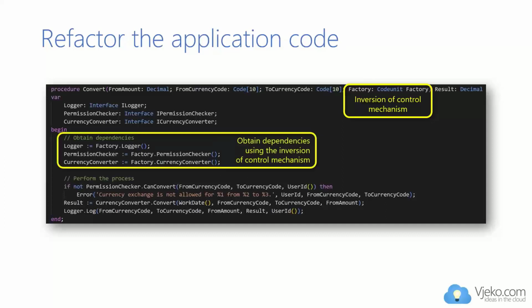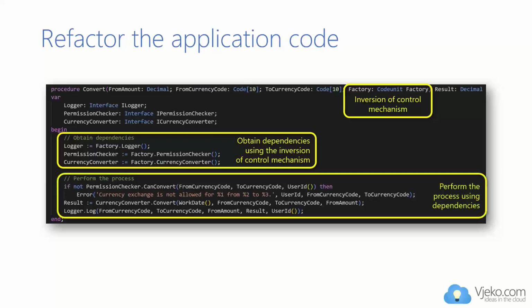So as you can see, my code no longer depends on exact dependencies. It doesn't care which logger, which permission checker, or which currency converter it will use. That's the job of the factory to decide for me. And since I have received an instance of the factory, I can now talk to this particular factory to obtain specific instances that I will handle when performing the process.